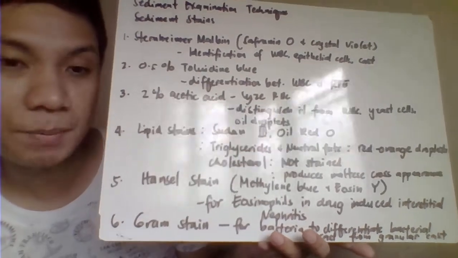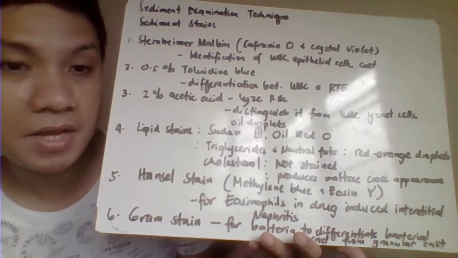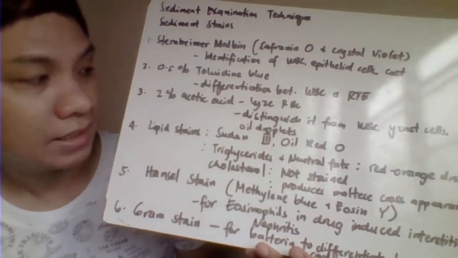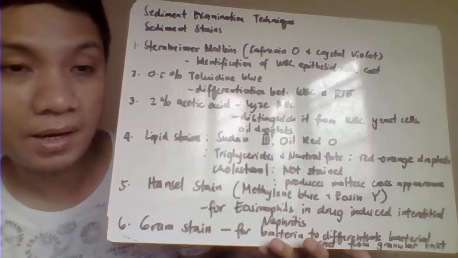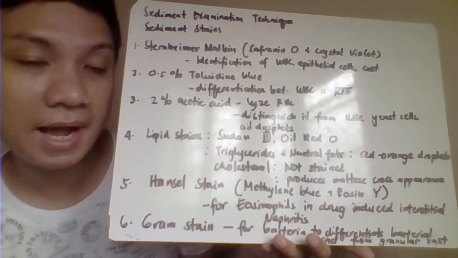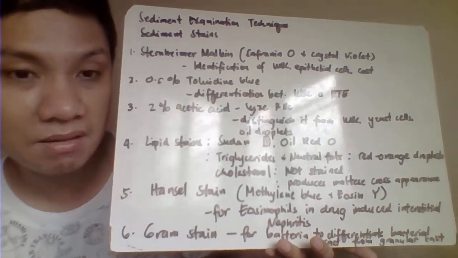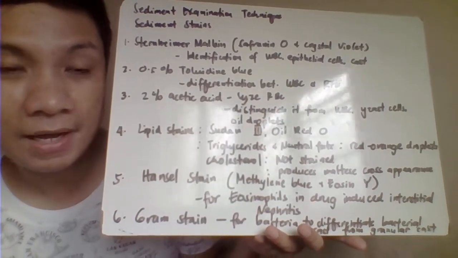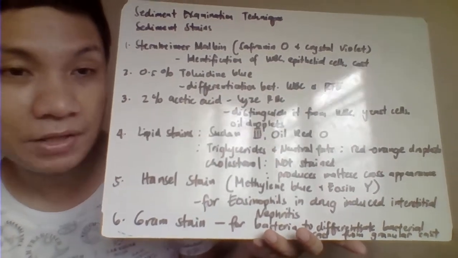Then we have also your supravital stain, your 0.5% toluidine blue, that would help differentiate between your WBC and your RTE. Then we have your 2% acetic acid that would help identify our red cells. Upon addition of your 2% acetic acid, it would lyse the red blood cells but not the other cellular sediments. It would also allow the identification of the nuclear details of your WBC.